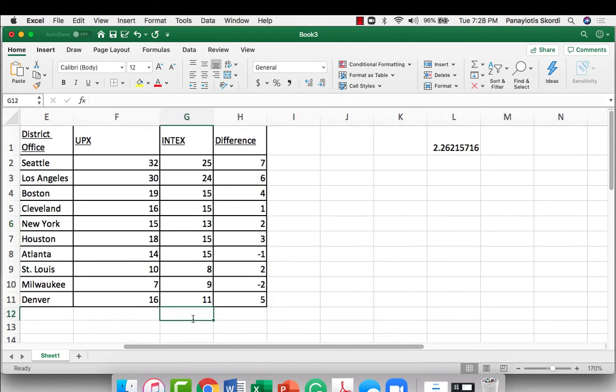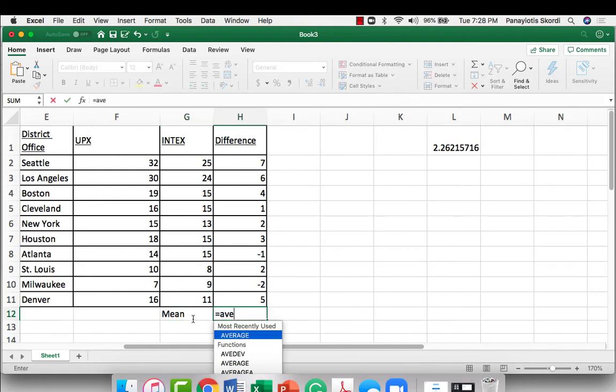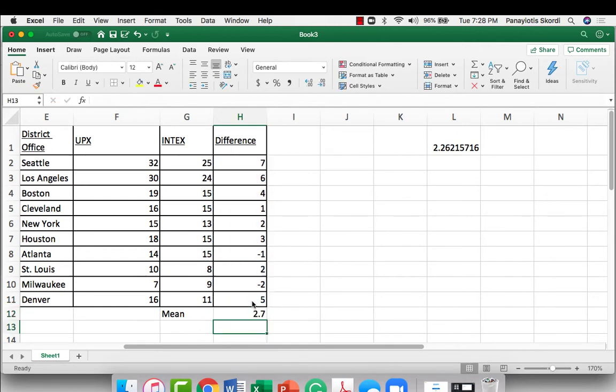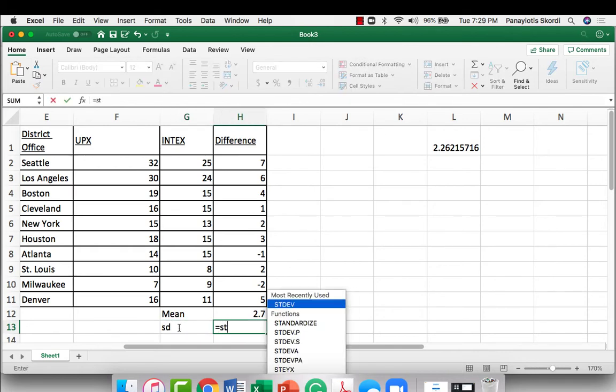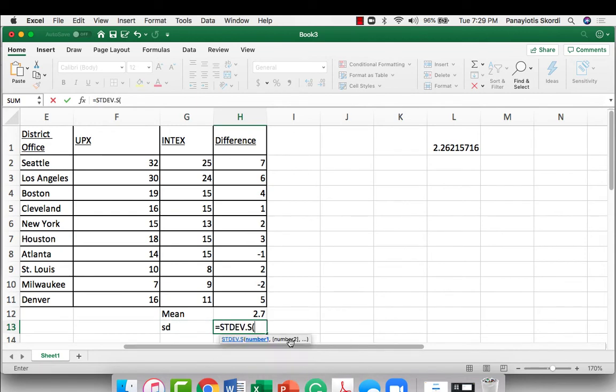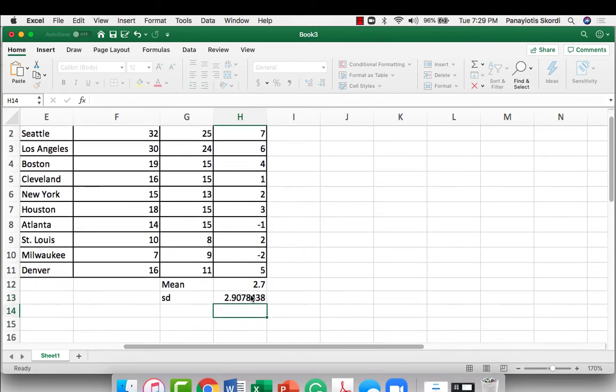So the mean difference is just going to be equals average. So we're just going to work out the average here. So it's 2.7, and the standard deviation of the differences is just going to be the standard deviation, and we said we have a sample, so we're going to use this one in here. Highlight those. There you go. So we've got 2.7 and say 2.91.